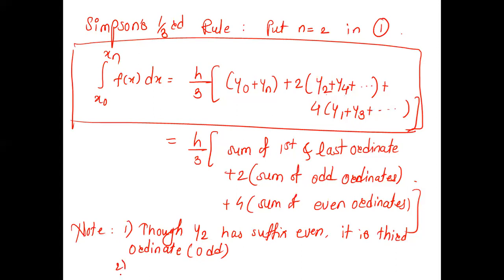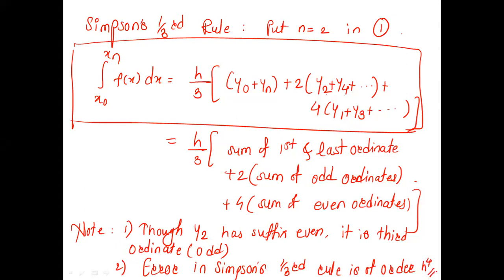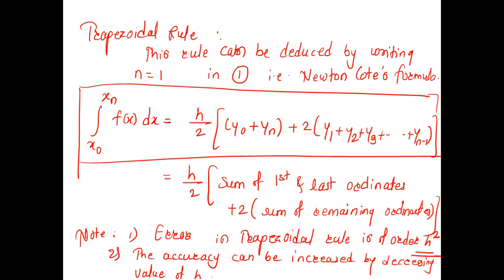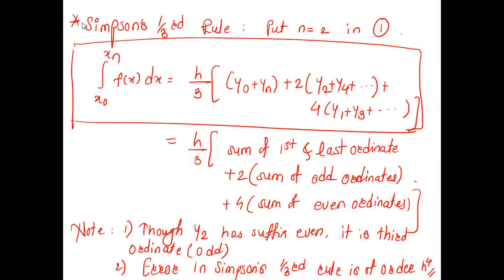And the second note, error can be asked. The error in Simpson's 1/3 rule is of order h raised to 4. Done. Simpson's 1/3, just take a look again: first plus last, h by 3 is out, 2 times odd plus 4 times even. And trapezoidal is h by 2, first plus last, and 2 times all remaining.